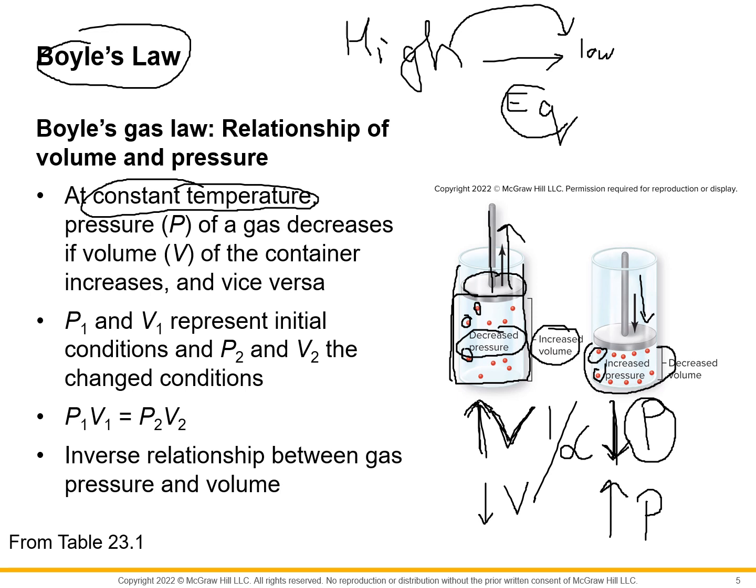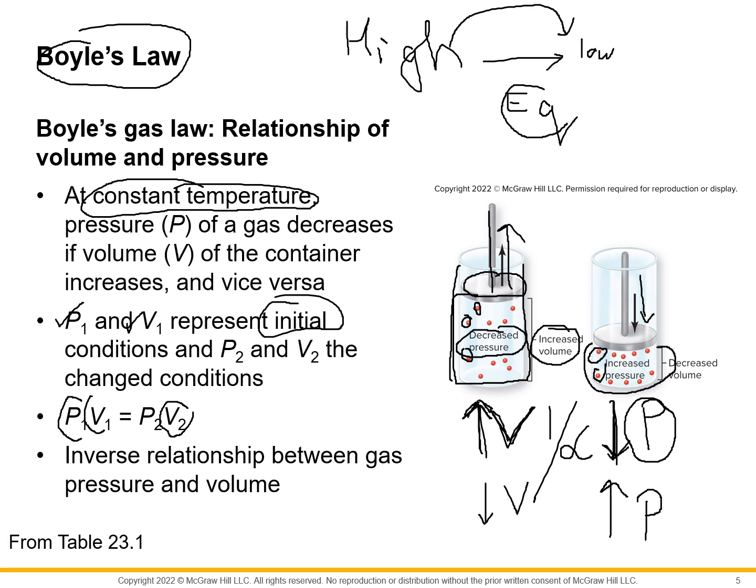So here is an equation, right? P1 and V1 represent your initial conditions, so your initial conditions at rest. P1 is at rest pressure, V1 is at rest volume. Now say you inhaled. When you inhaled, your volume changes. Your lung volume increases. When lung volume increases, the pressure inside the lung decreases.